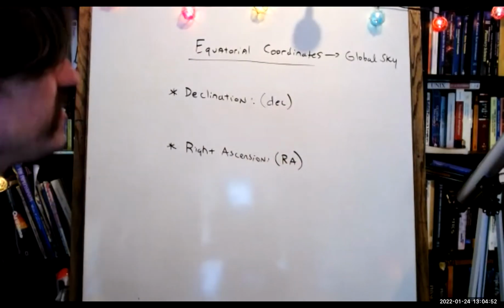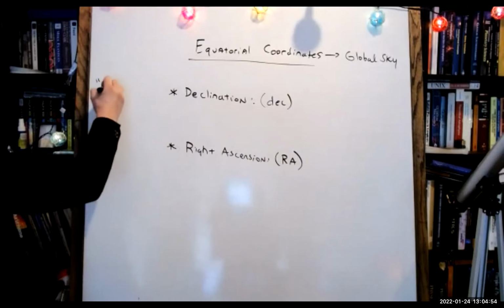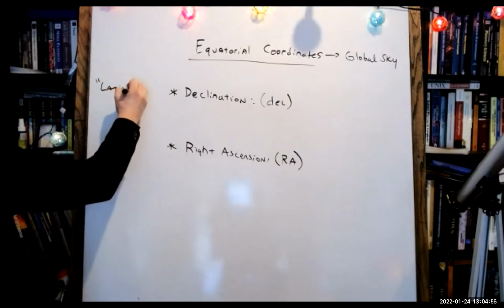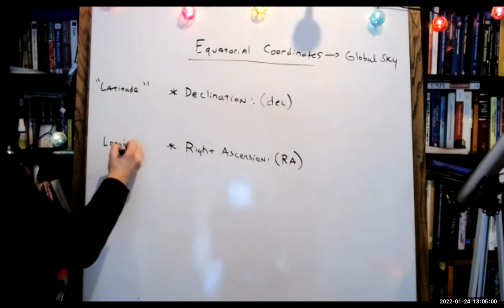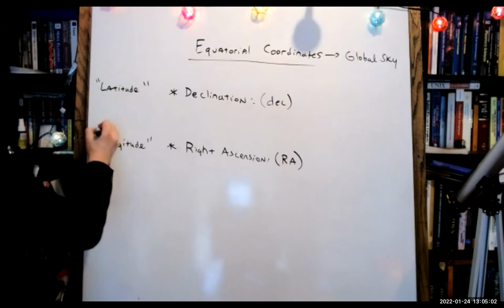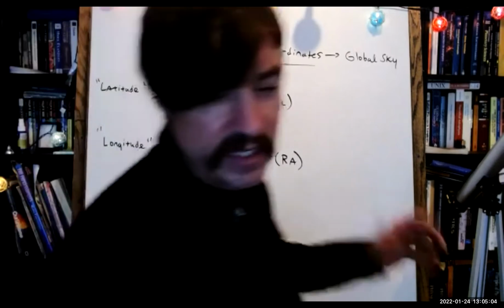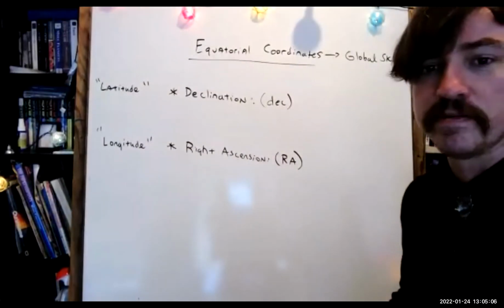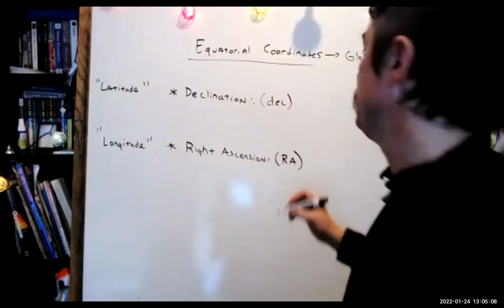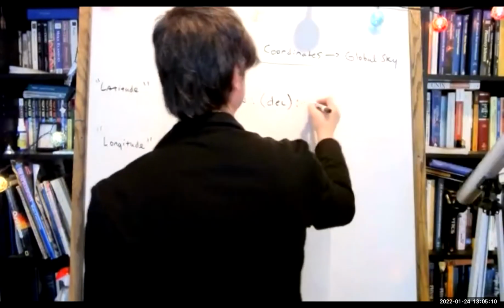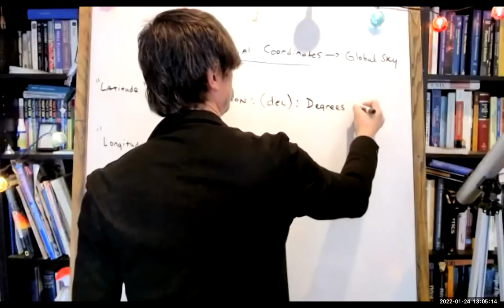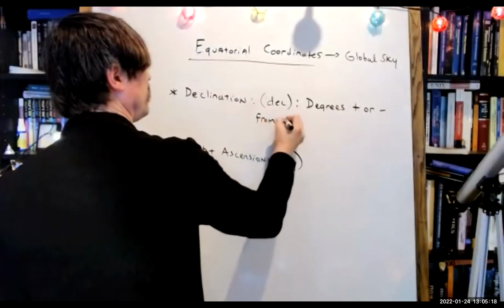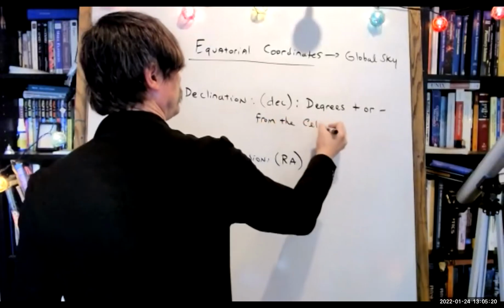Now, the way this works is declination is kind of like latitude for the sky. And right ascension is kind of like longitude for the sky. But there's a slight difference between longitudes and right ascensions. Declinations are kind of the same. We measure declination as the degrees of a star measured positive or negative from the celestial equator.